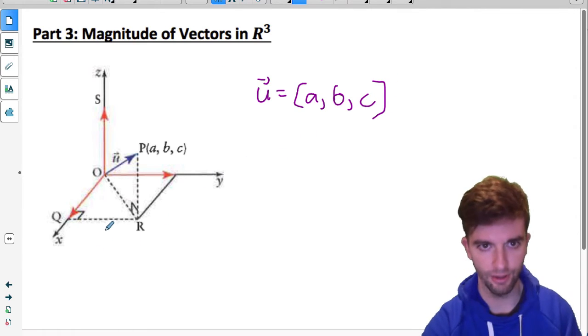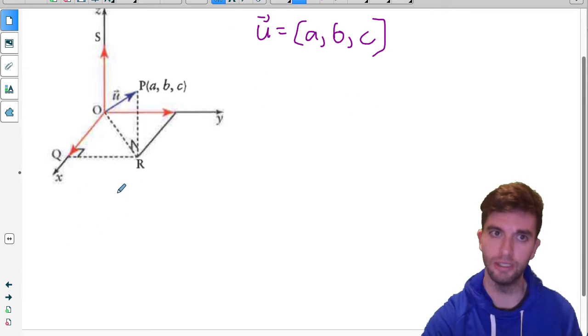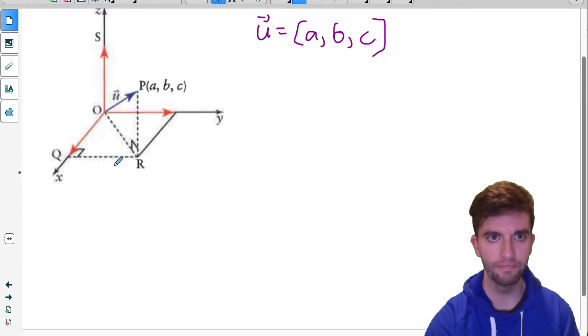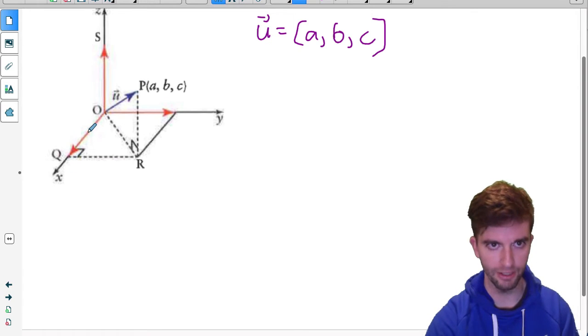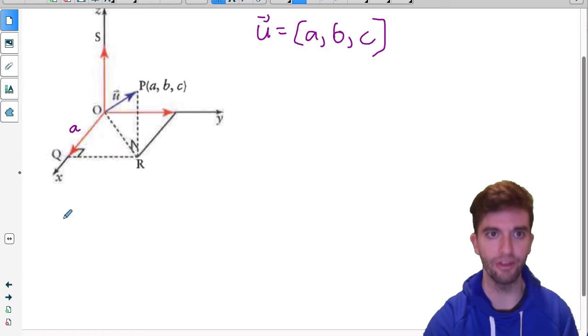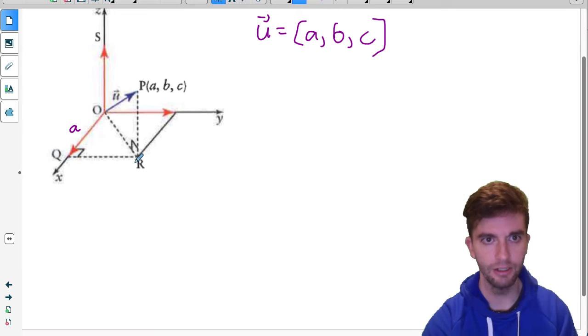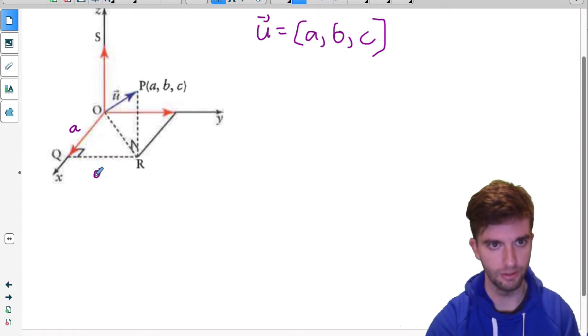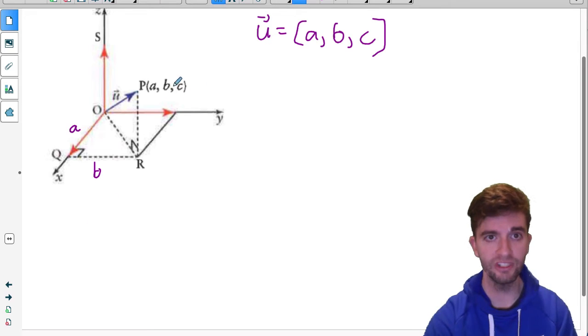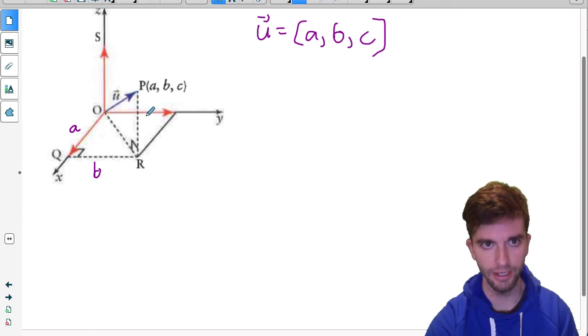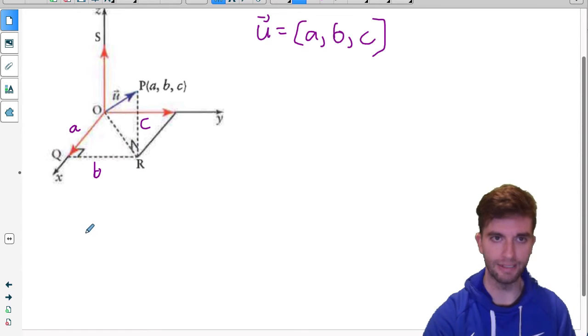How do we find the magnitude of this vector? Well, all we have to do is apply what we know about the Pythagorean theorem. But first of all, to get to this point, we would go A units along the positive x-axis, right? So I could label this side A units. The magnitude of that side is equal to A. And then I would move B units parallel to the y-axis. So the length of this side is equal to whatever the y component is, B. And then I would move C units parallel to the z-axis. So this side right here, represented by this dotted line, would have a magnitude equal to C.